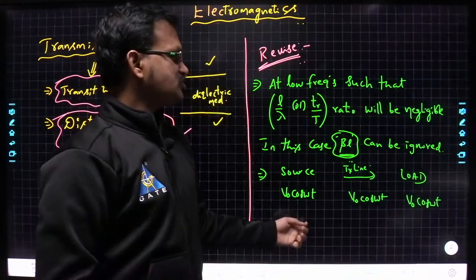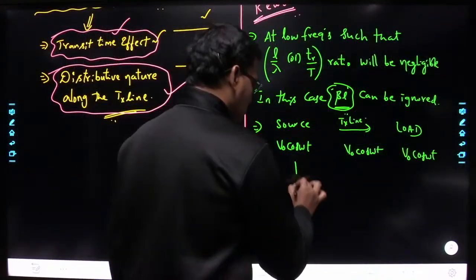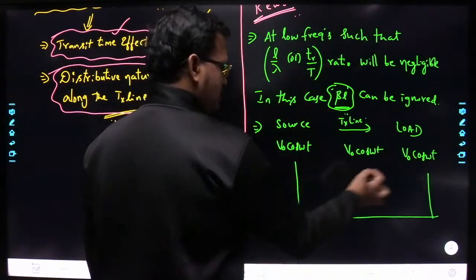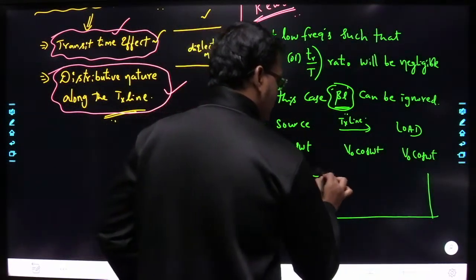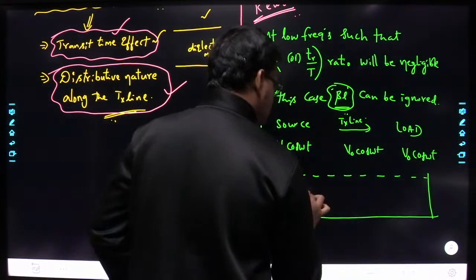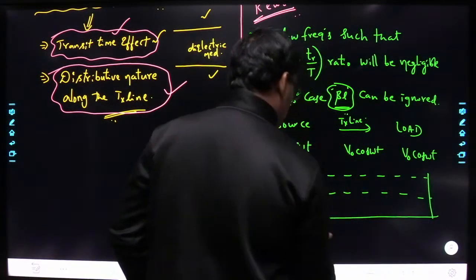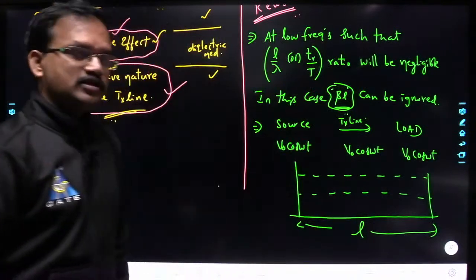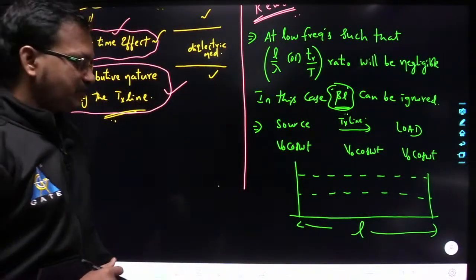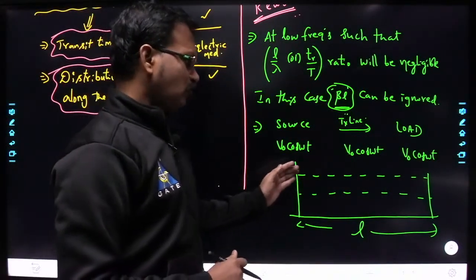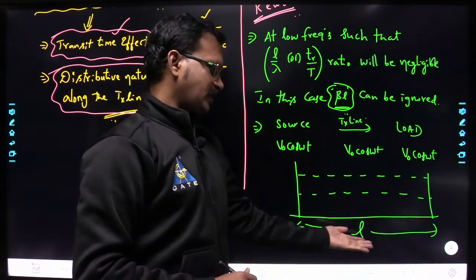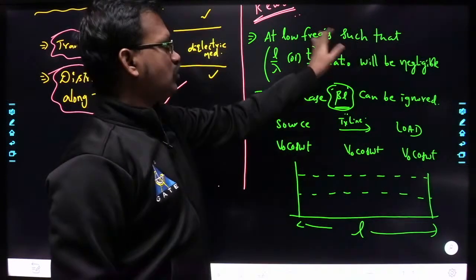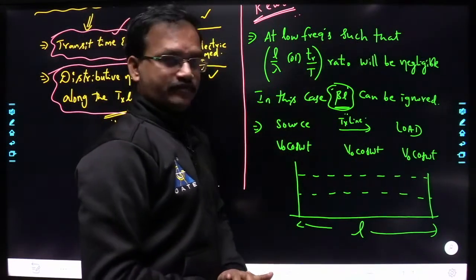Understood? At each and every instant we have seen this graph here, yes or no? This is at source and this is at load. At each and every instant of time, the voltage along the transmission line is constant. Yes or no? So that means the voltage is independent of the length of the transmission line, whenever we are dealing with low frequencies.